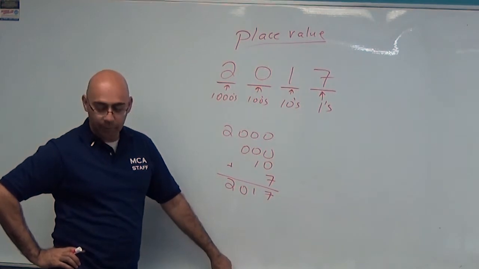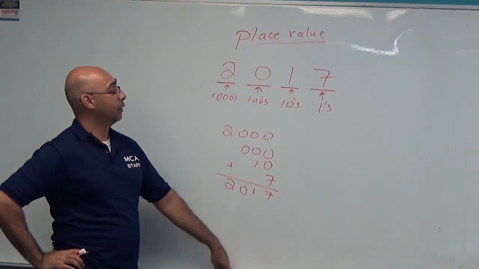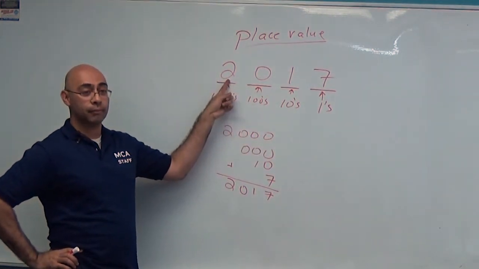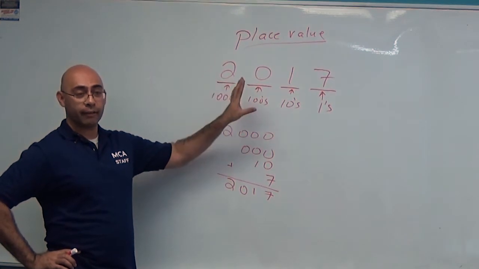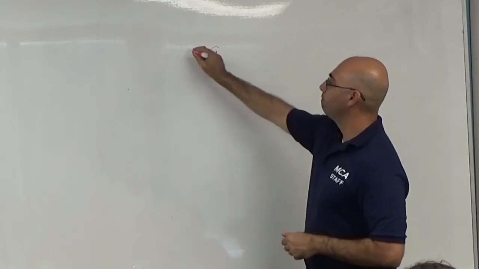Now look what it says on the bottom. It says, note that the digit 1 at the hundreds place represents 100, just like the digit 2 in this place represents 2,000. Any questions on that? None? Oh, beautiful.